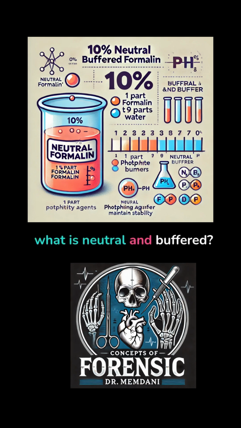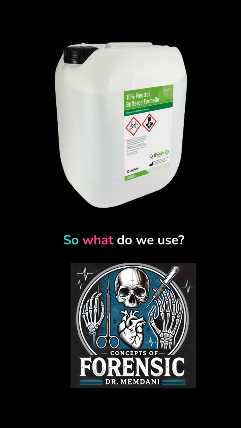Now, what is neutral and buffered? First I'll tell you what you mean by buffered. Buffered means we add some buffers which neutralize the pH of the solution. So, in order to maintain a neutral pH, we add some buffers. It can be acids or alkalis. Whenever you are adding some buffer to a solution, it is called a buffered solution. You add the buffer to maintain a neutral pH, so it is called a neutral buffered solution. So, what do we use? We use 10% neutral buffered formalin for fixation of organs before microscopy.